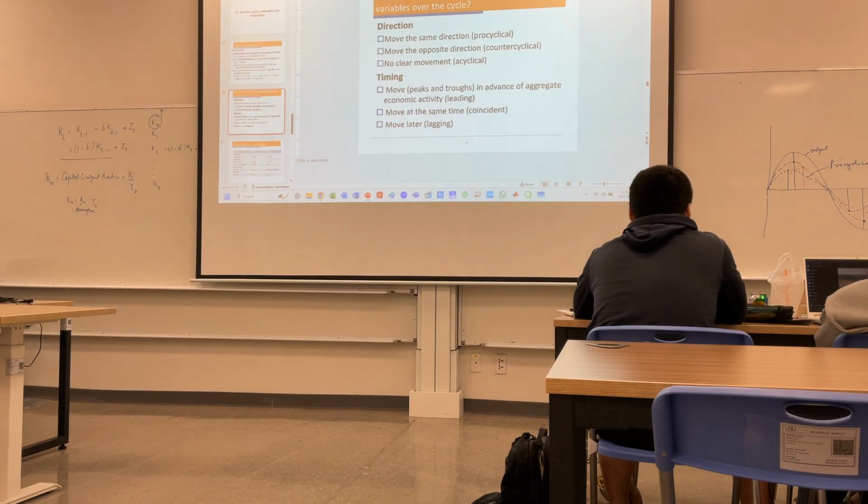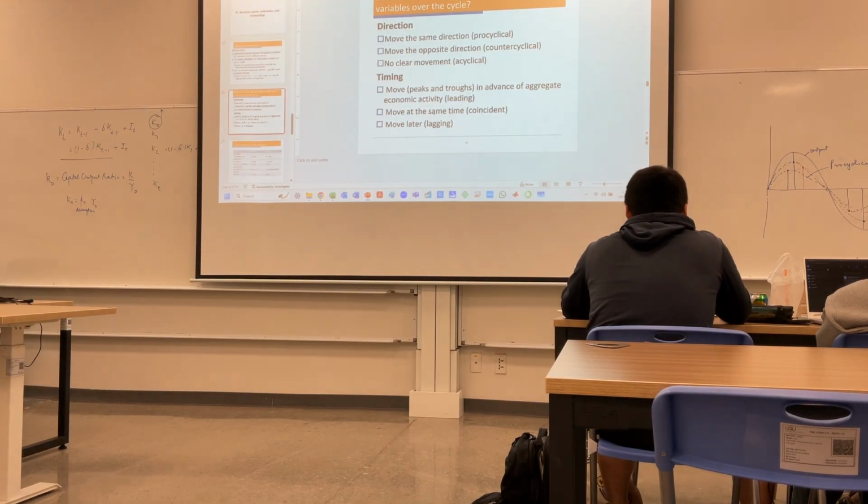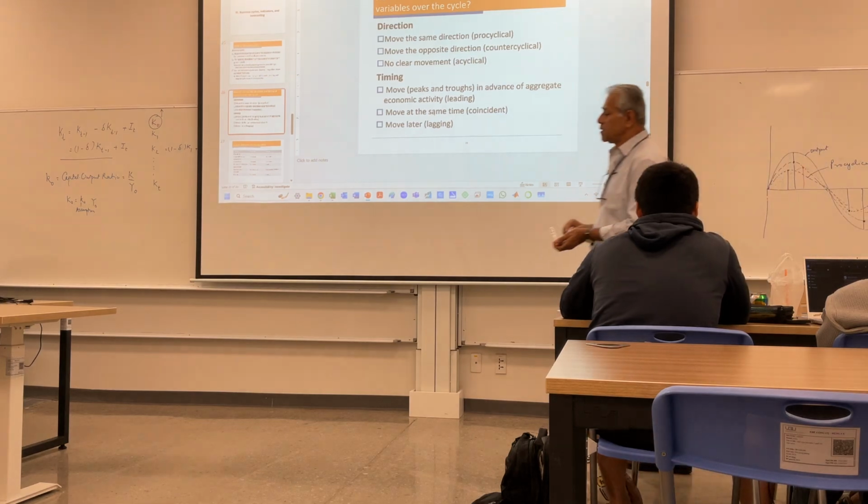And by the same logic, if this is output, then this may be a variable like unemployment. This moves in the opposite direction of the cycle, so this is counter-cyclical. And in this case, the peak happens at the same time and the bottom happens at the same time. So what would we call it? Coincident. Okay.